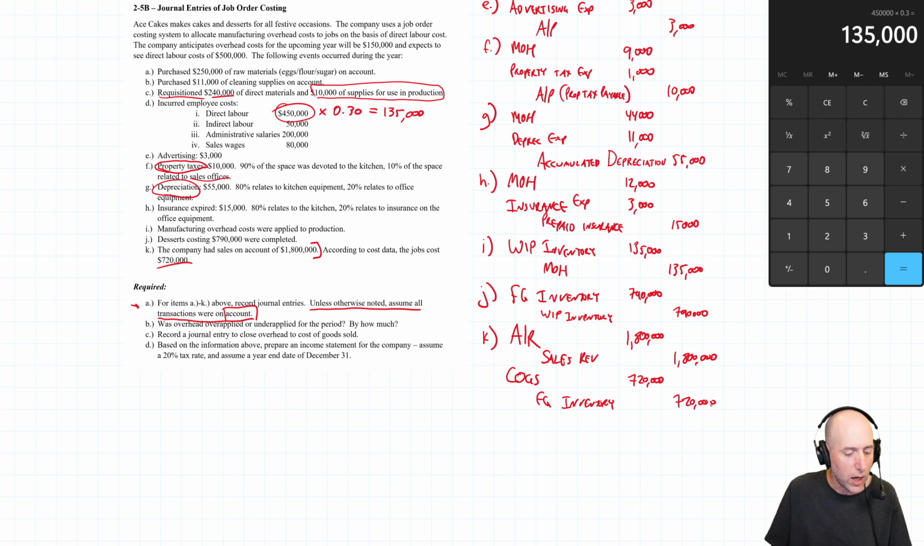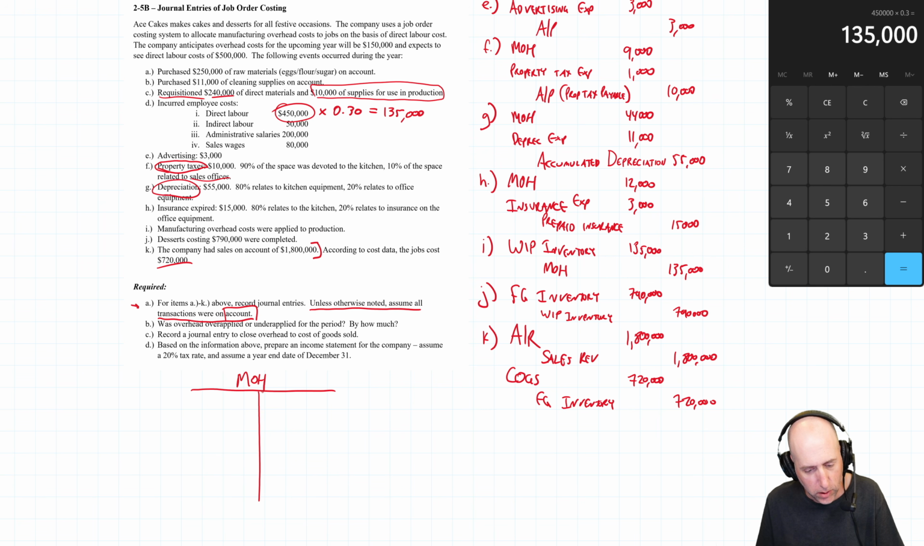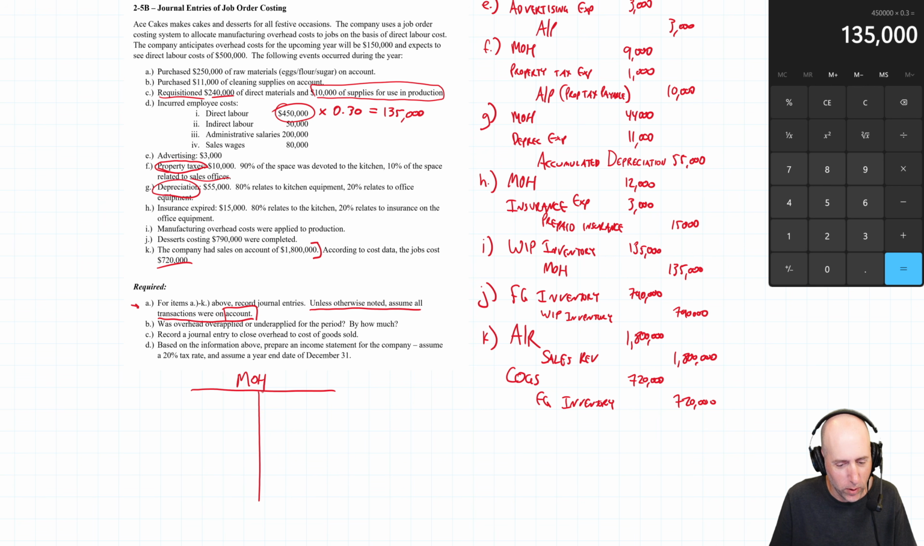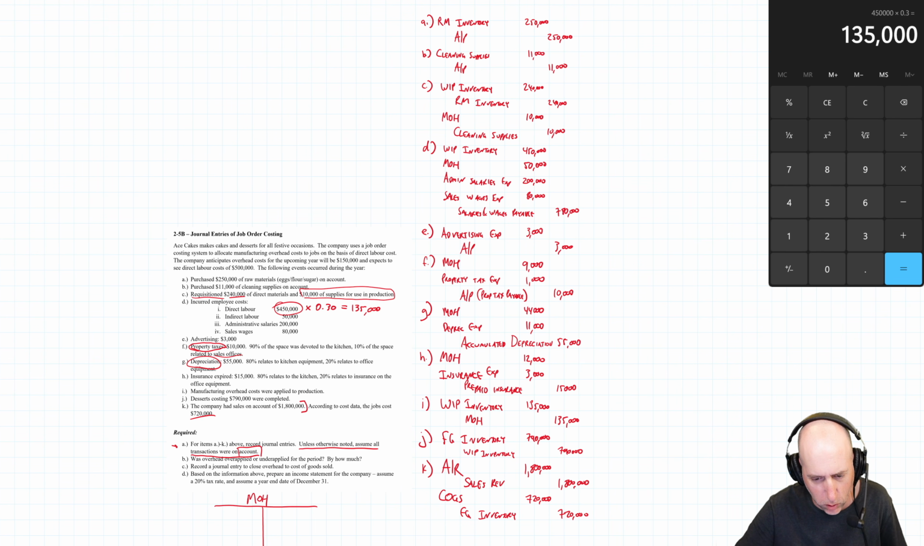Okay, so we've done part A. We've done journal entries A through K. Let's move on and figure out if overhead was over-applied or under-applied. To do it, you just make a big T for overhead. So let's make a big T for overhead and see where we're at. And we just go through all of our journal entries looking for MOH.